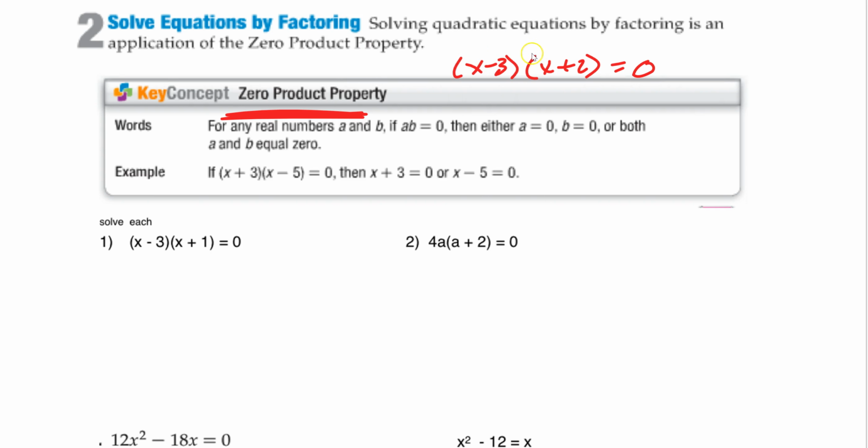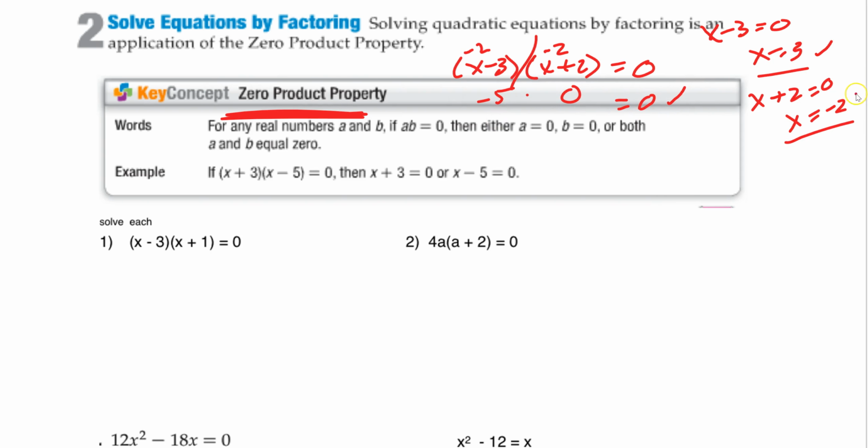For this to be true, all you've got to do is set either one equal to 0. So let's set x minus 3 equal to 0. Solve it, x equals 3. That's how you do it. Just split it and solve each one separately. Why does this work? Because if you plug it back in, I get 0 times negative 5, and 0 times negative 5 is 0, so it checks out.